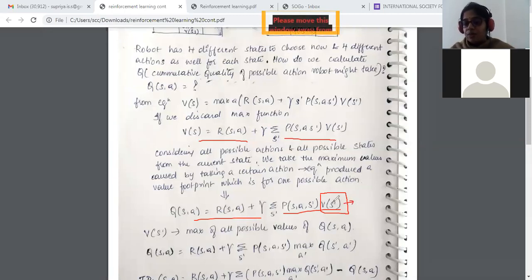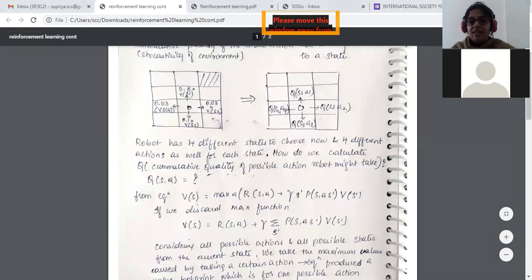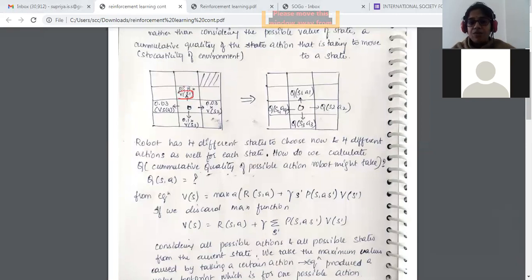Instead of this value, I'm going to add the maximum of Q of S dash comma A dash. Okay, what am I doing? Let me show it to you in the figure. Rather than taking this value in the equation, the value is V of S1. I am going to consider Q dash of S1. Okay, Q dash is basically from here to here I have to go. And this is the maximum of all of these four, whichever is maximum here.